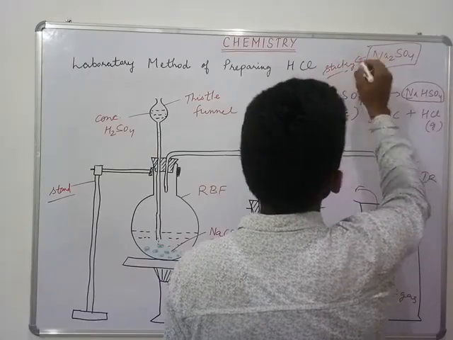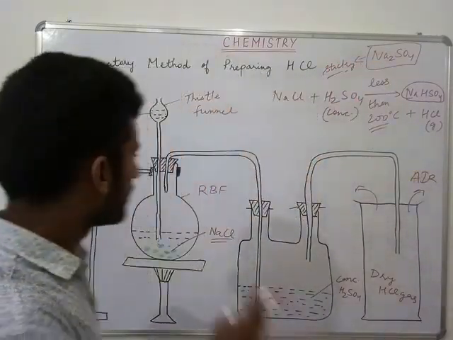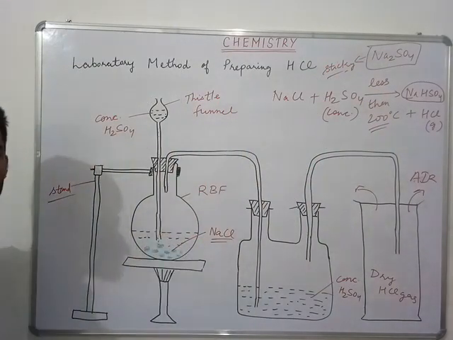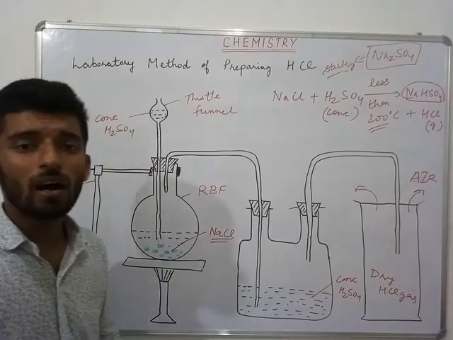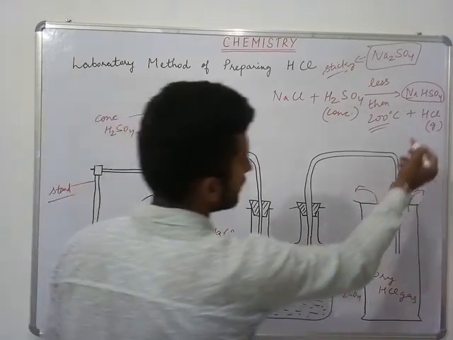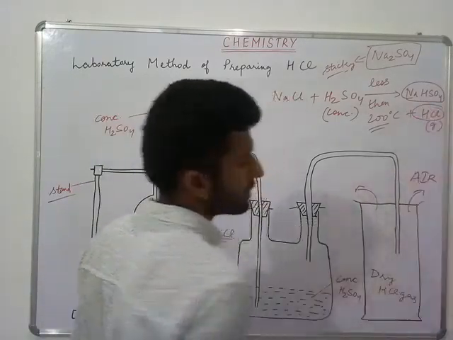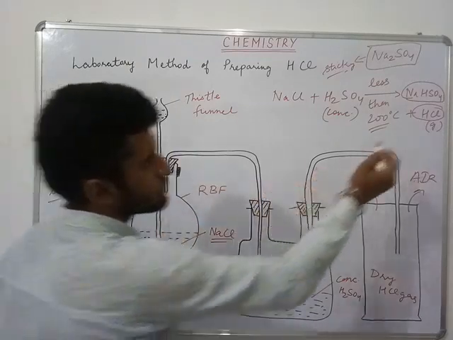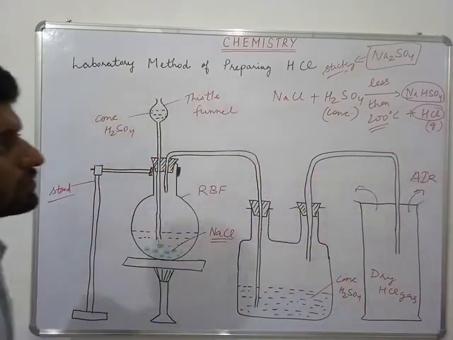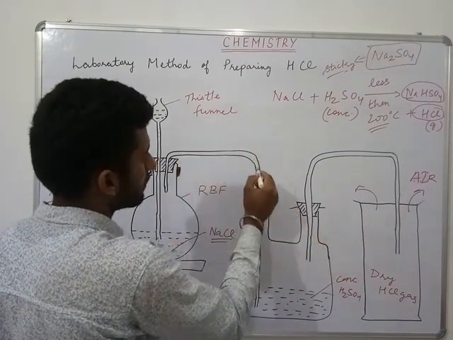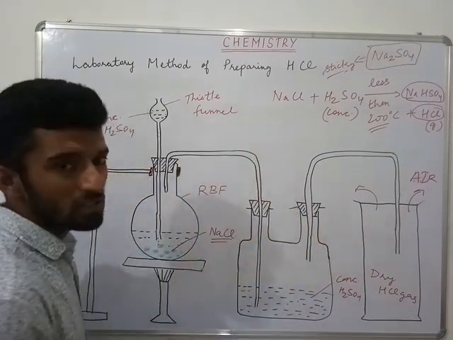Due to this sticky nature, it sticks to the vessel, this RBF, and prevents the reaction of NaCl and sulfuric acid. That will slow down the rate of reaction, and further slow the HCl formation. Now when HCl is formed, it is in gaseous form as written over here. This gaseous HCl is further passed into another chamber.